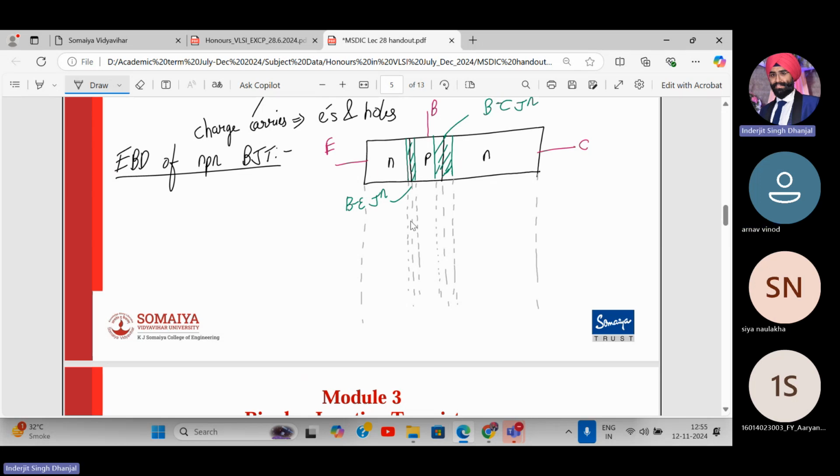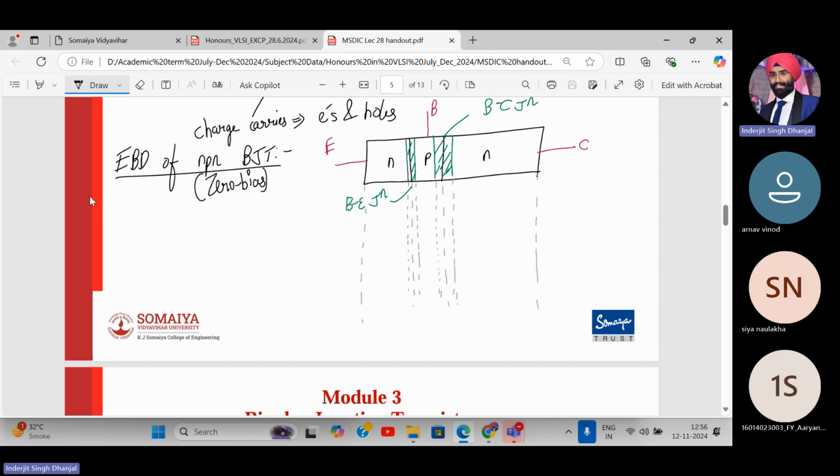Are you still drawing? Yes, sir. Okay. So now we are drawing the NPN depletion energy band diagram of an NPN BJT under zero bias. That means no external voltage is applied, or it is under thermal equilibrium.